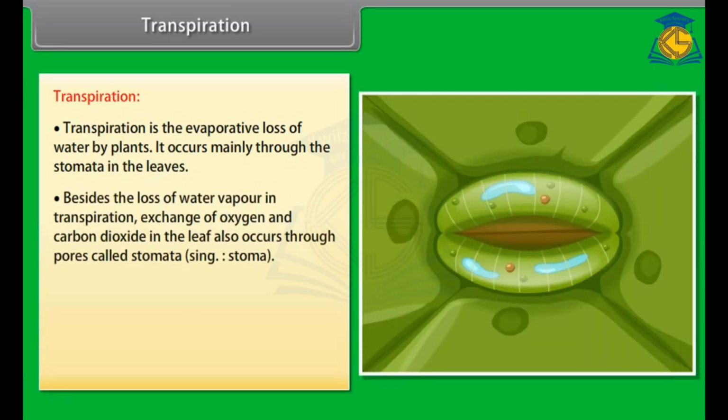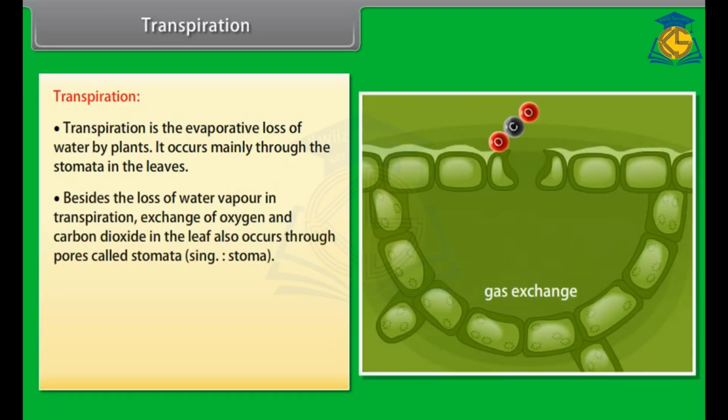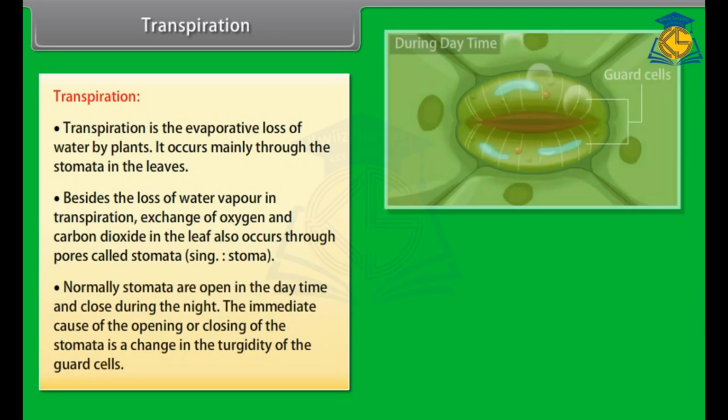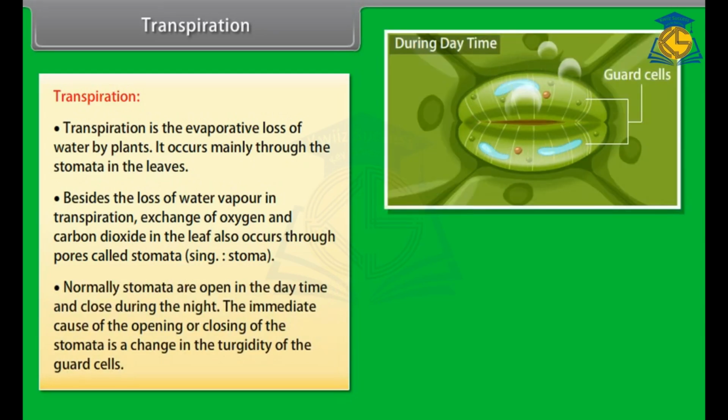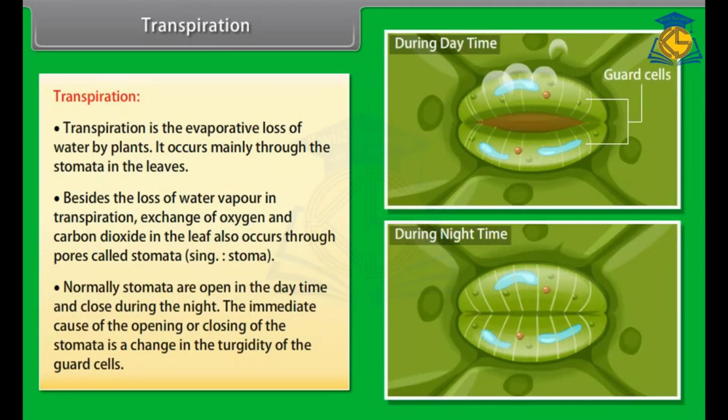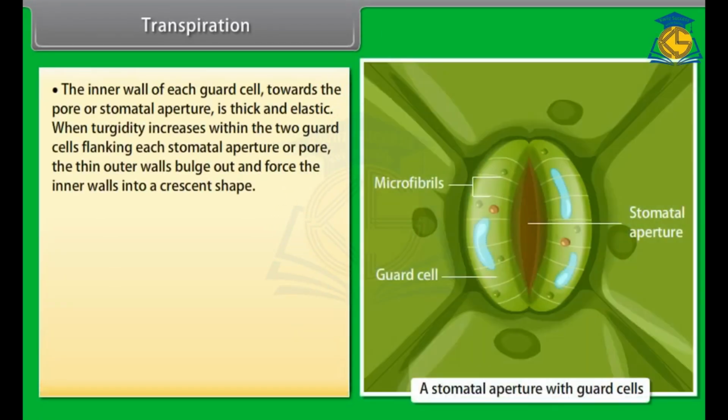Besides the loss of water vapor in transpiration, exchange of oxygen and carbon dioxide in the leaf also occurs through pores called stomata. Normally, stomata open in the daytime and close during the night. The immediate cause of the opening or closing of the stomata is a change in the turgidity of the guard cells. The inner wall of each guard cell towards the pore or stomatal aperture is thick and elastic.